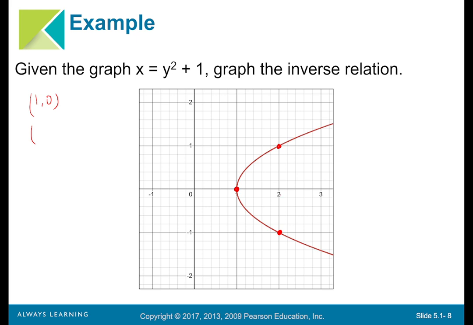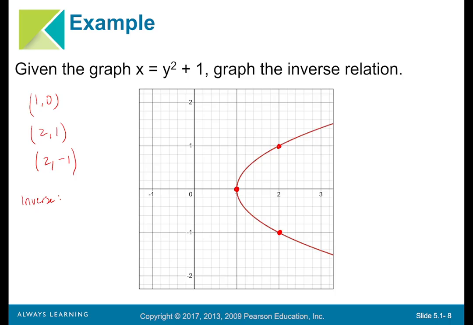I have (2, 1) and I have (2, -1), which, notice, means it's not a function, but that's okay. For now, we're just talking about relations. So then I want to be able to pick up and write down, essentially, what is my function? What is my inverse function?